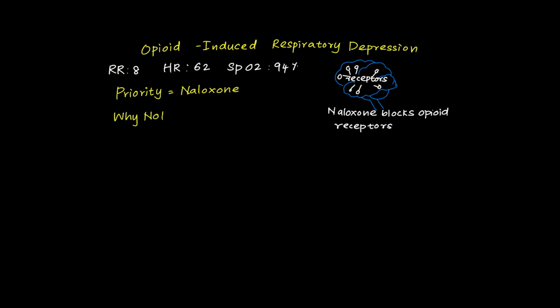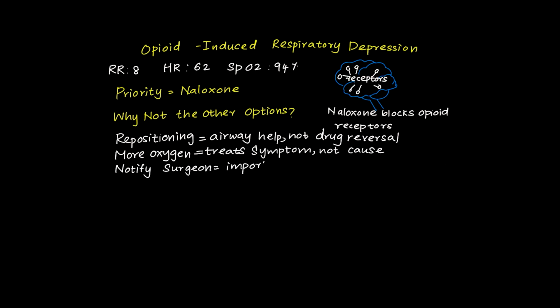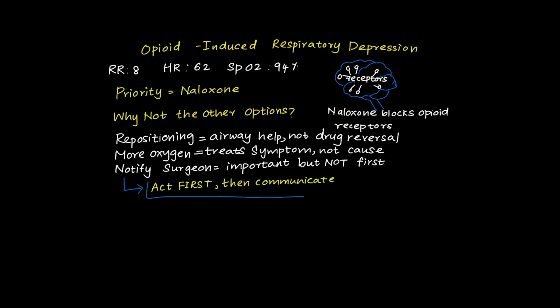It works by competing for and blocking opioid receptor sites in the brain, which directly reverses the respiratory depression. Repositioning the client to side lying might help keep the airway open, but it doesn't fix the pharmacological problem. The opioid is still sitting on those receptors, suppressing the drive to breathe. Increasing oxygen flow treats the low saturation number, but it's a band-aid. You're not fixing the cause. Notifying the surgeon matters, but not before you act on a respiratory rate of 8. That client needs naloxone now, not a phone call.